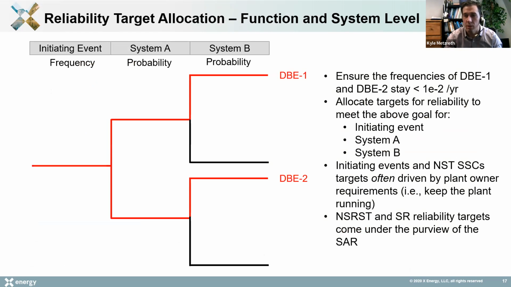What do I do with that? Well, now I can take that and go back to my event trees, right? So I say, all right, I want to keep these event sequence frequencies less than 1E-2. Now what I can do is take a look at the systems that contribute to that and say, how do I allocate that frequency such that if I keep these systems below this particular reliability, I will meet that overall target, right?